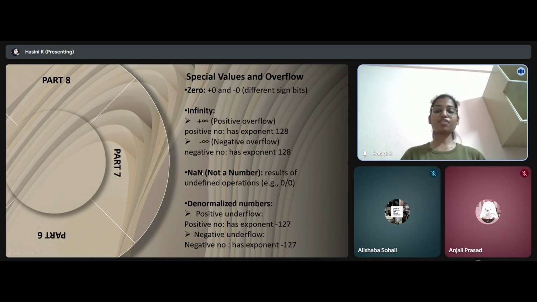And then we have the case of not a number, NaN, which is the result of undefined operations like 0 by 0. And then we have denormalized number cases where we have positive underflow, wherein a positive number has an exponent of -127. This is the smallest possible positive number. And negative underflow, wherein a negative number has an exponent of -127. This is the largest possible negative number.